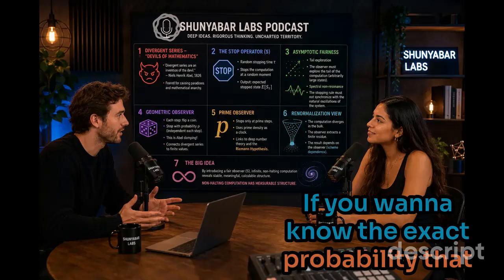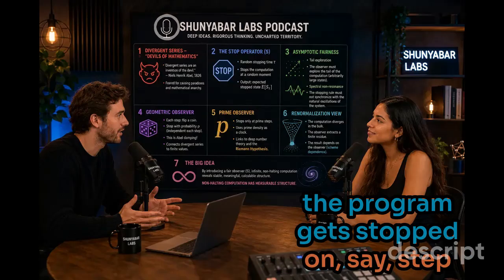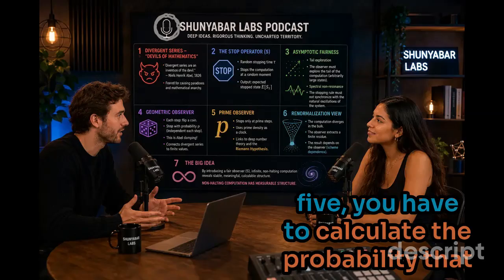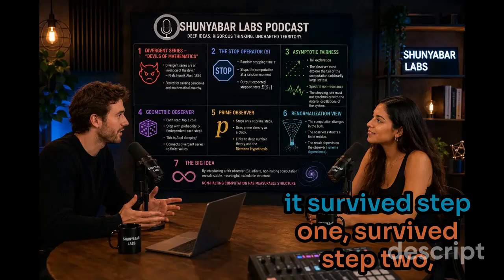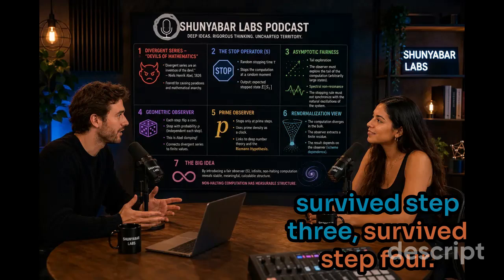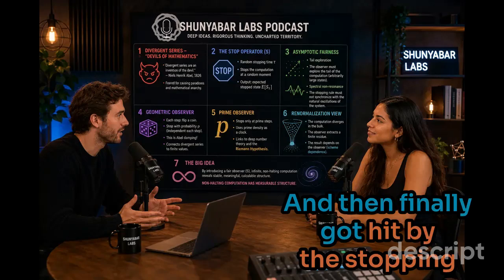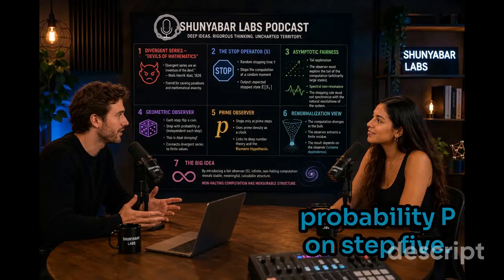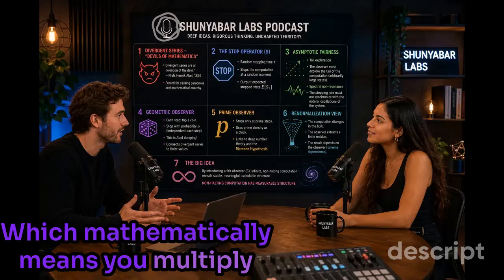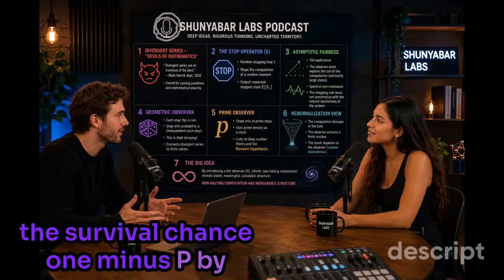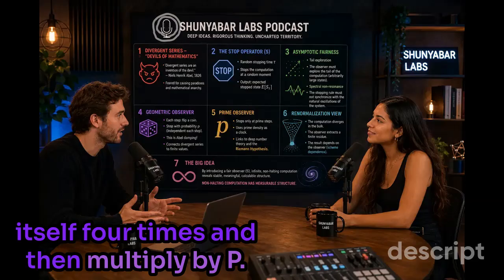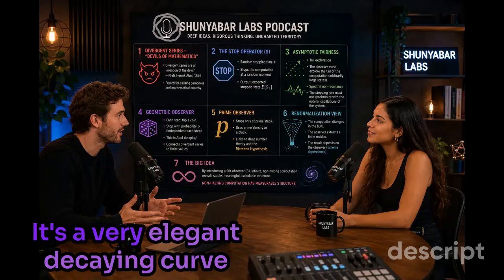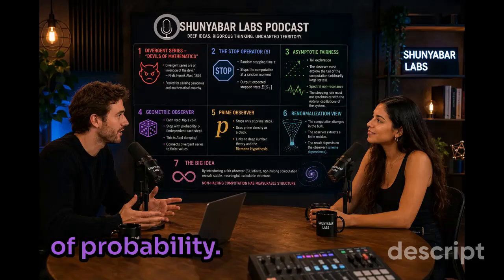If you want to know the exact probability that the program gets stopped on, say, step 5, you have to calculate the probability that it survives step 1, survives step 2, survives step 3, survives step 4, and then finally got hit by the stopping probability P on step 5. Which mathematically means you multiply the survival chance 1 minus P by itself 4 times, and then multiply by P. It's a very elegant decaying curve of probability.